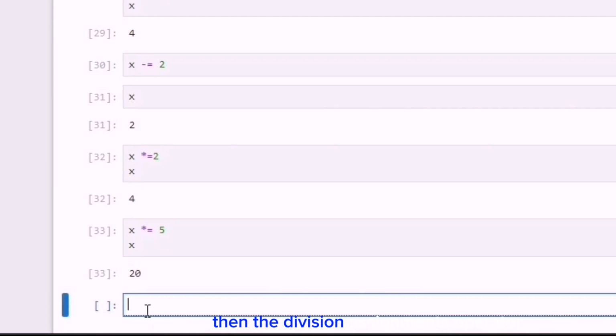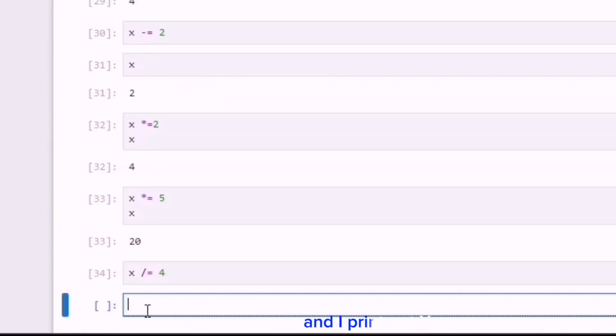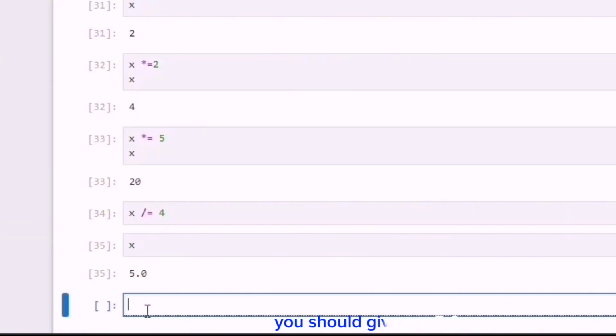Then the division assignment operator does virtually the same thing, whereby if I say x divided by equal to, if I want to divide it by 4, for instance, and I print out x, this should give me 5.0.